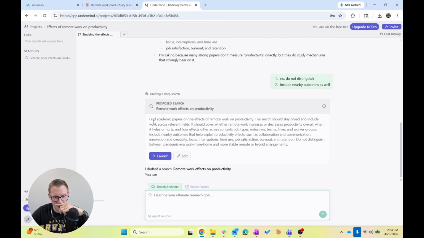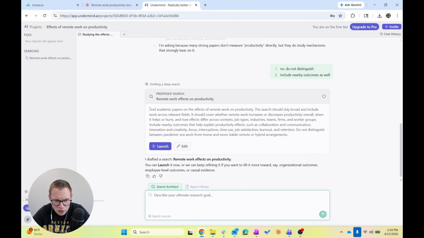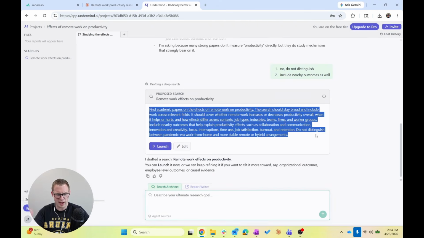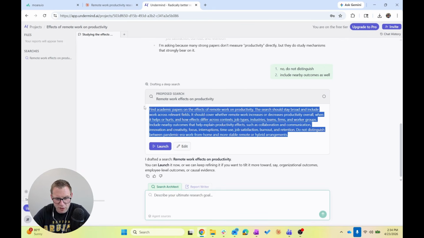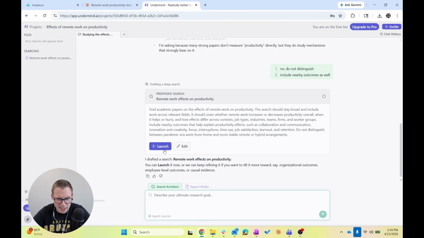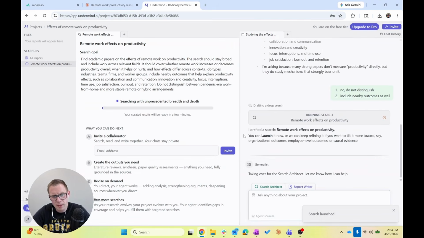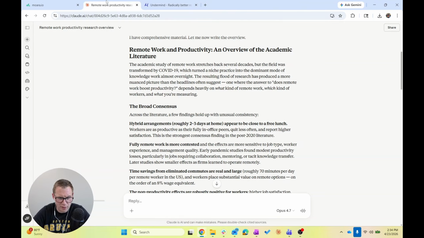Let's make sure we got the launch. Okay, I sometimes read through this. Let me just skim it. So this is the final output based on our responses. Search should stay broad and include work across relevant fields. It should cover whether remote work increases or decreases productivity overall, when it helps or hurts, and how effects differ across context, job types. Okay, I think that's pretty good. Let's launch the search. And now this search should take around 5 minutes.